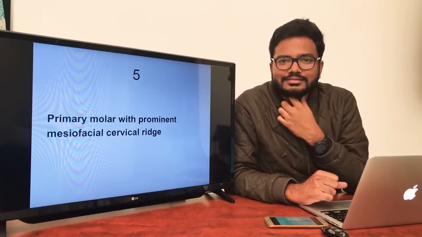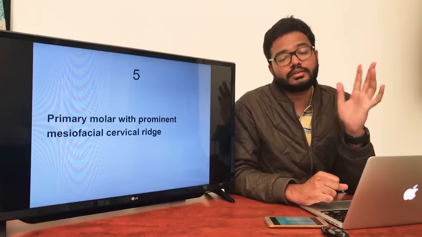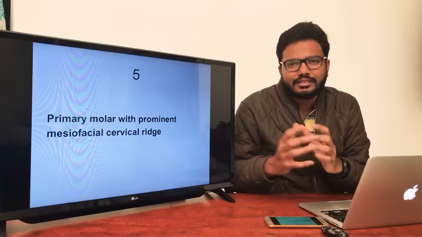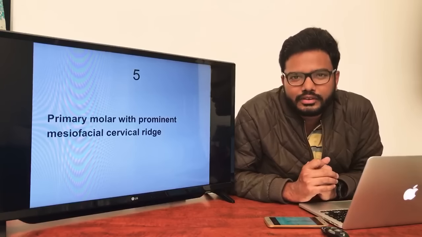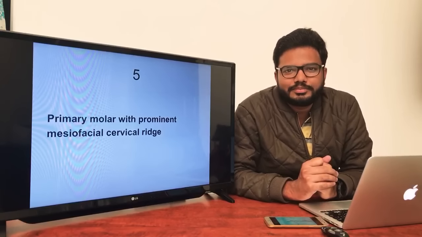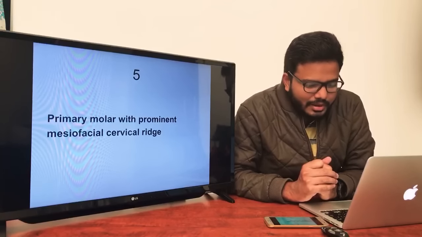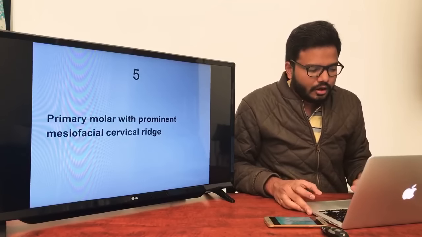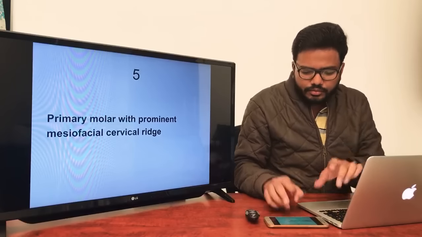Exactly. Primary first molar is right answer. Primary mandibular first molar is something which is very strange in appearance, isn't it? It has a very bulky mesofacial cervical ridge. Right? Good. Mandibular first molar. Deciduous mandibular first molar is right answer. Wonderful. Now, let's move on to the next question.